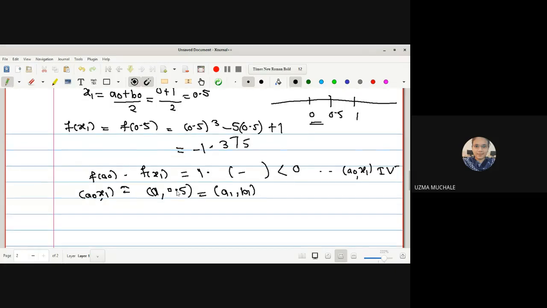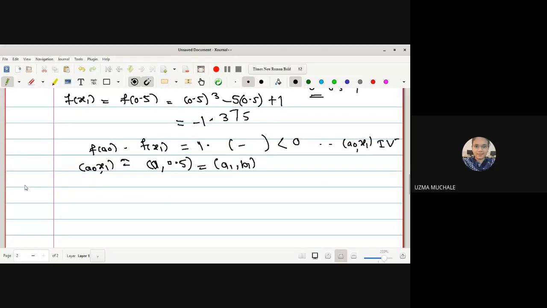Okay. After renaming the interval, again the second step, that is the second iteration, that we will perform is x2 is equal to a1 plus b1 divided by 2, which is equal to 0 plus 0.5 divided by 2. So what is the answer? 0.5 divided by 2 is nothing but 0.25. So we have calculated the value of x2. Now let us check what is f of x2. Wherever you are having x2 in your equation f of x, put it and tell me the answer.